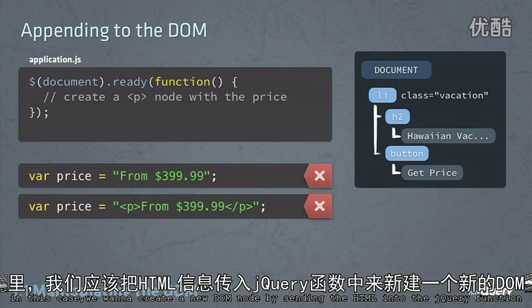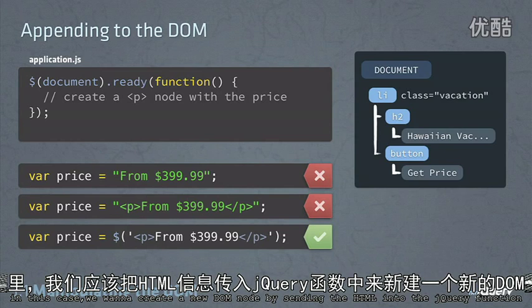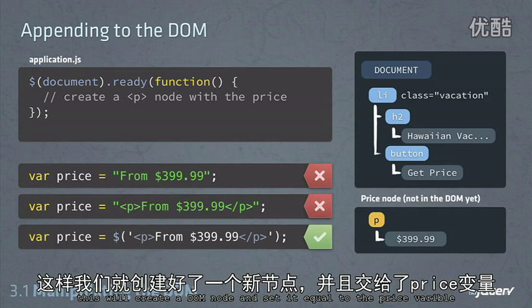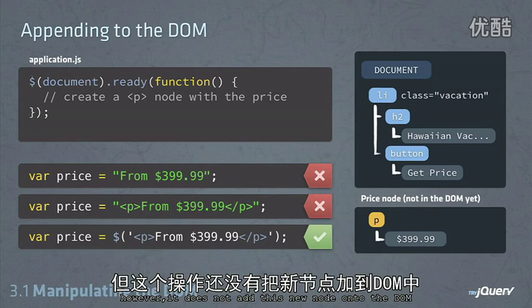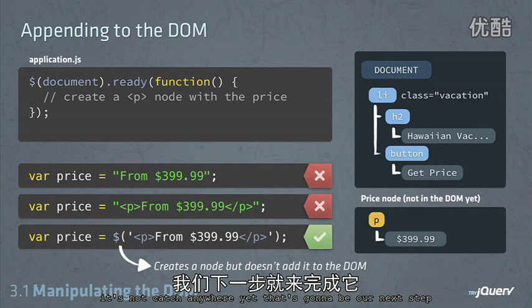In this case, we want to create a new DOM node by sending the HTML into the jQuery function. This will create a DOM node and set it equal to the price variable. However, it does not add this new node onto the DOM. It's not attached anywhere yet. That's going to be our next step.